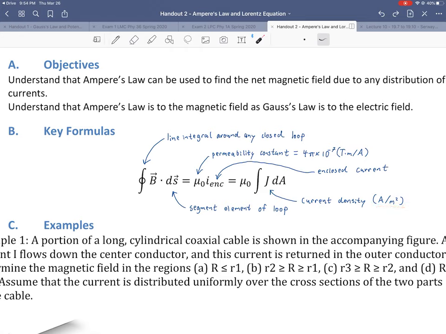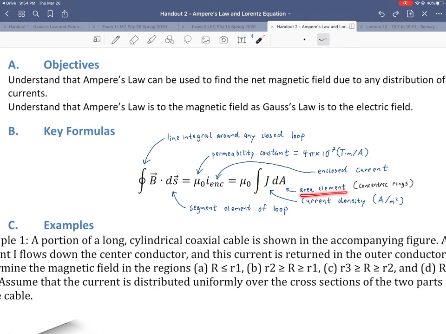So it's not a volumetric density, but an area density, because it wouldn't make sense to discuss a volumetric density of current because we're assuming that the current is unchanging in the direction it's flowing, right? So if the current's flowing into the page, there's no variation in the current there. The current would only be a function of the radius, okay? And we'll see examples of that.